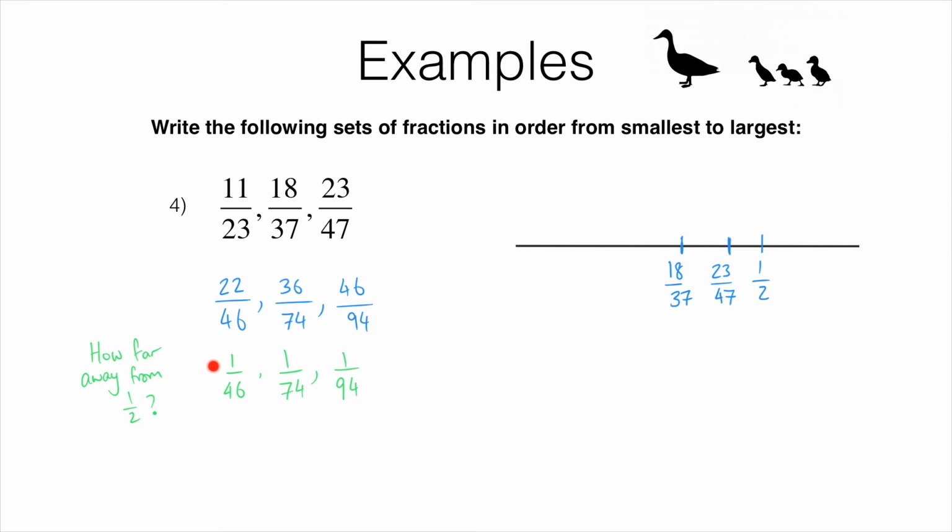And finally, 1/46, that's the biggest fraction, so 11/23 is the furthest away from a half. So 11/23 is down here. You need to add on the biggest amount more to get to a half. So the order of these three fractions is as follows. 11 over 23 is the smallest, then 18 over 37, and finally 23 over 47. So the list is actually already in order.